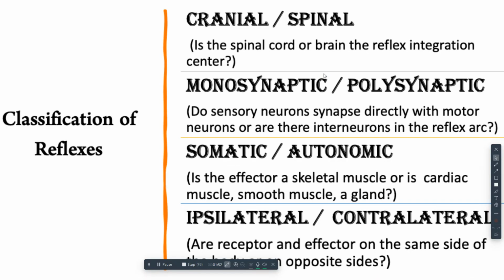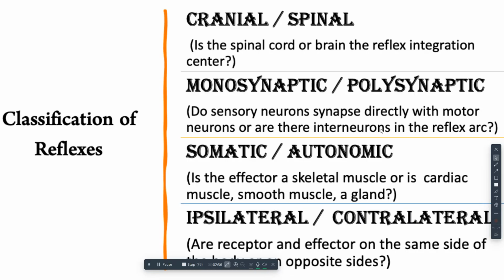Now, what we can also do is describe reflex arcs in different ways. So they can be cranial or spinal, first of all. And what we're asking here is, is the integration happening in the brain, that would be cranial, or in the spinal cord, that would be spinal. Next, is it mono or polysynaptic? So how many gray matter neurons do we have? And we'll count the gray matter synapses. If there's 1 gray matter synapse, it's a monosynaptic reflex. If there are 2 gray matter synapses, it is a polysynaptic reflex.